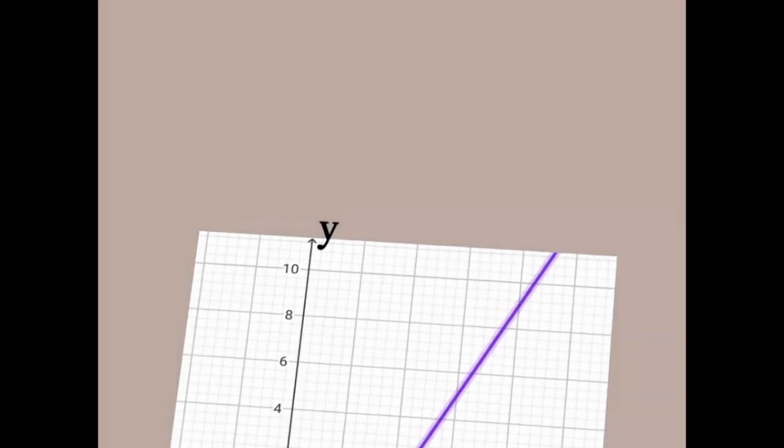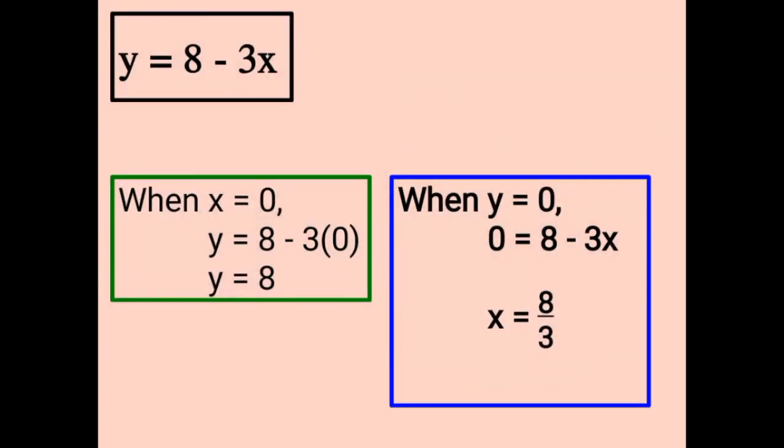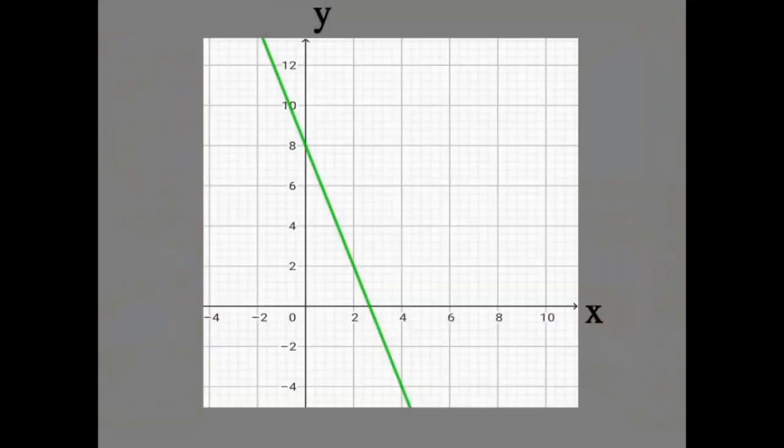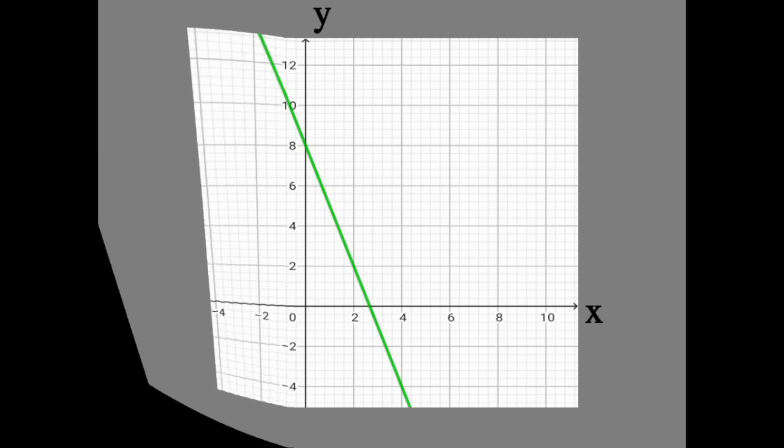y equals 8 minus 3x. When x equals 0, y equals 8, and when y equals 0, x equals 8 over 3. The graph shown here is for y equals 8 minus 3x. As you can see, this graph crosses the y-axis at 8 and the x-axis at 8 over 3.